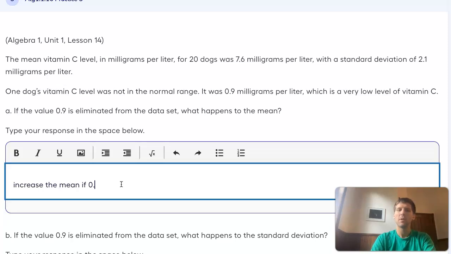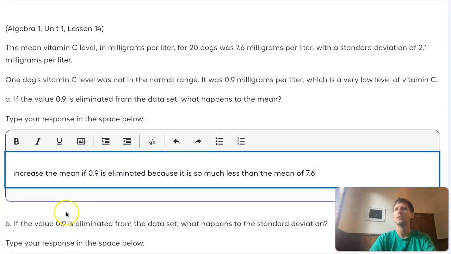If 0.9 is eliminated, because it's so much less than the mean of 7.6.